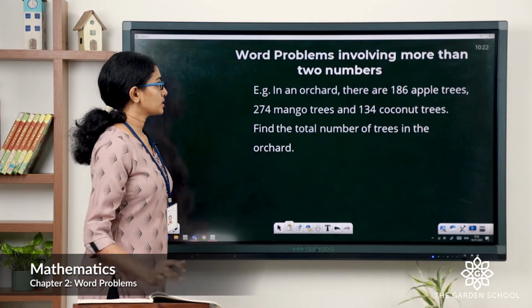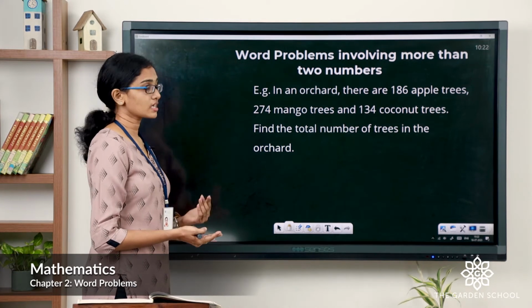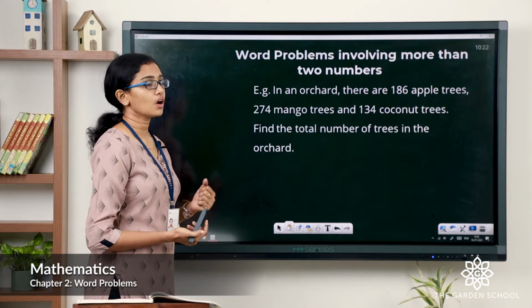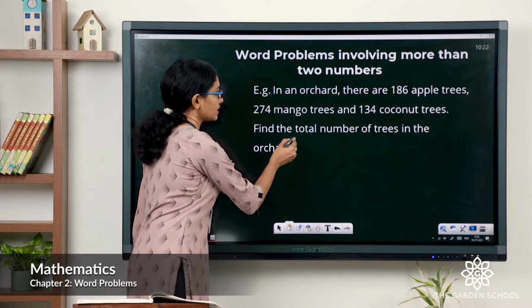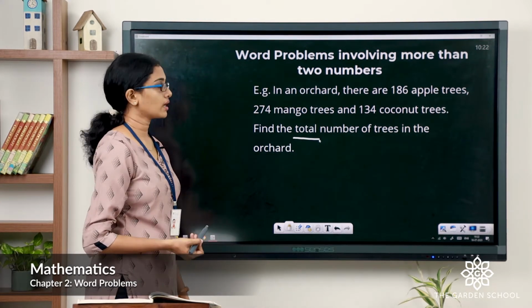So, what's the question here? We are given the number of different trees in an orchard and we have to find out the total number of trees in the orchard. So, let's look for the keywords first. Here the keyword given is find the total. It means it's an addition word problem.